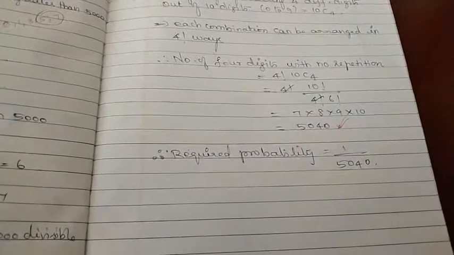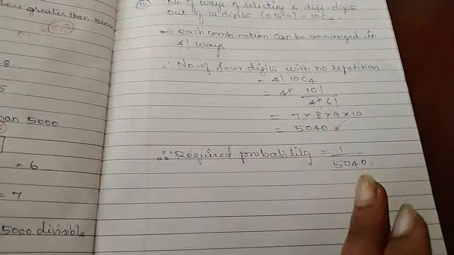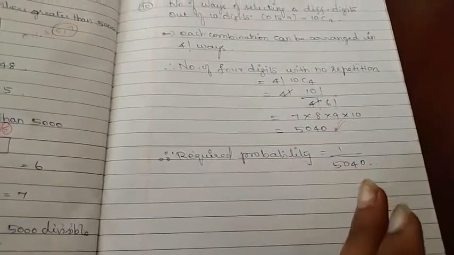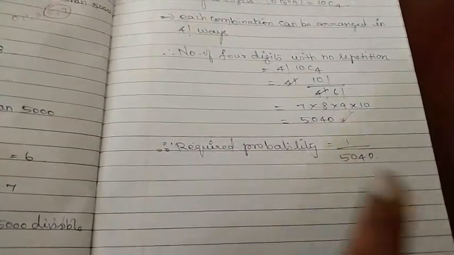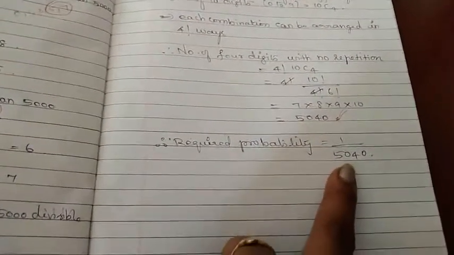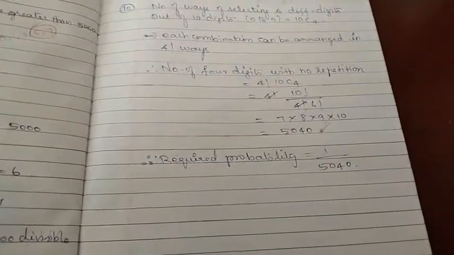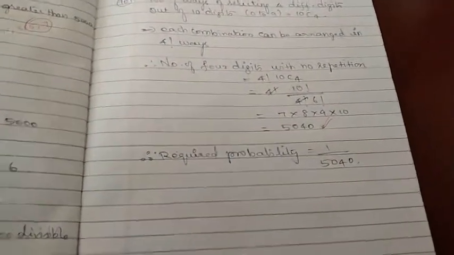Only if it appears in that sequence, it is correct. Okay, it will match. Right? So the number of favorable outcomes is 1. So the required probability is number of favorable outcome divided by total number of outcomes, which is 1 by 5040. Yes, hope you understood.